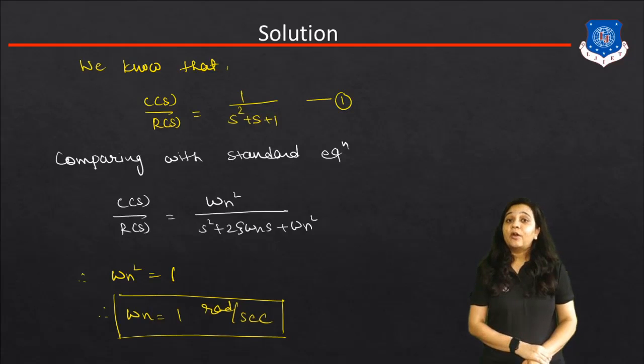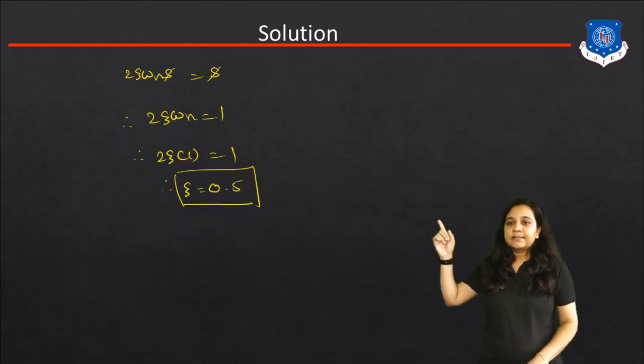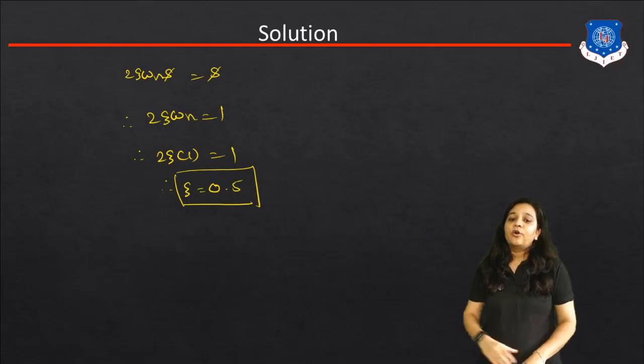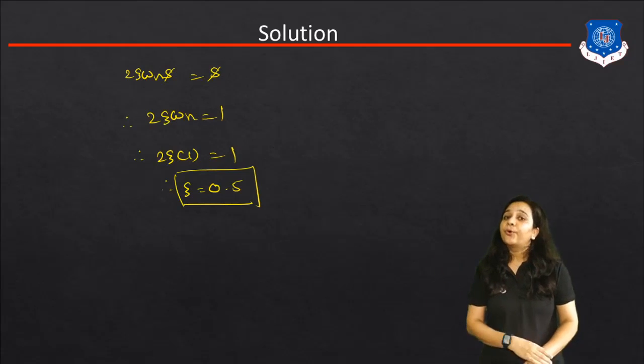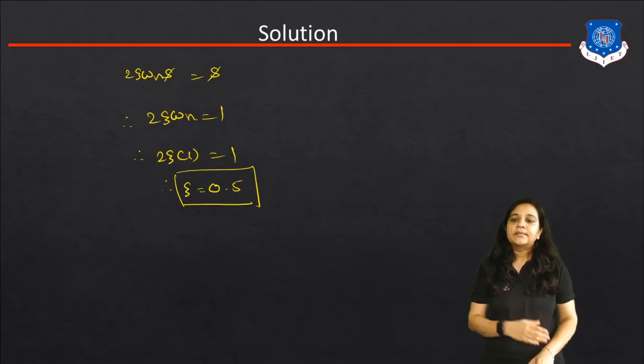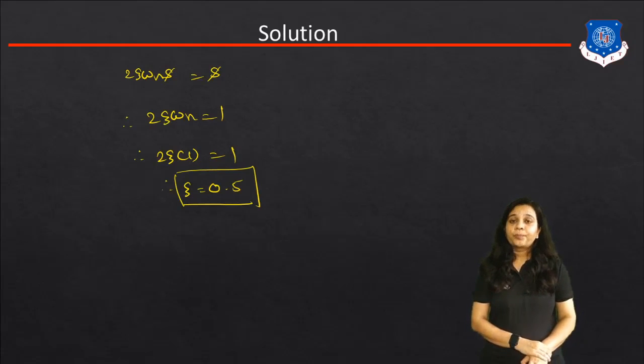Next we have to find out the value of the damping ratio, that is zeta. So we compare the term 2ζωn s, where s is cancelled out. So 2ζωn = 1. Putting ωn = 1, we get 2ζ = 1, so ζ = 1/2 = 0.5.